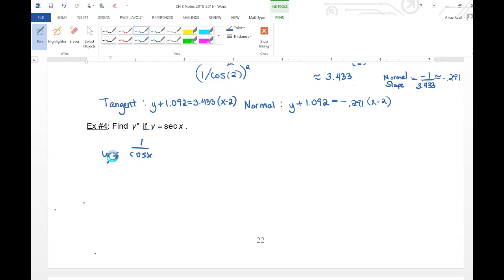If you want, you could go the long way, but remember, you can just refer to the ones that are in the table above. Look in that box above. What's the derivative of secant x? Secant x tangent x. Just look in the box.